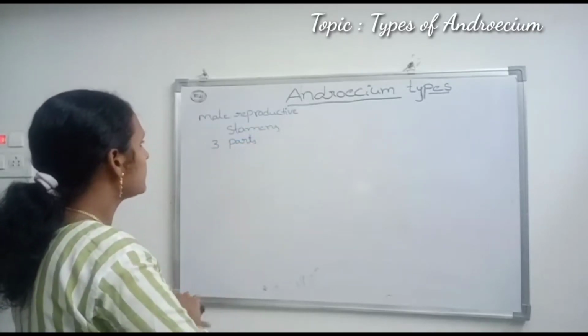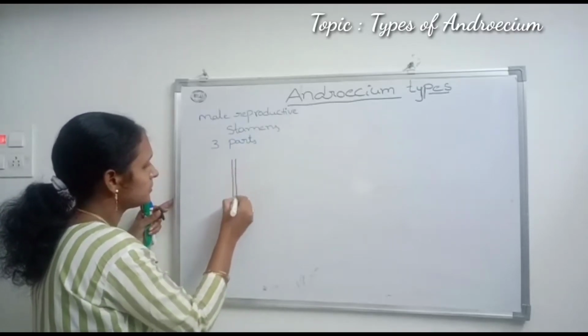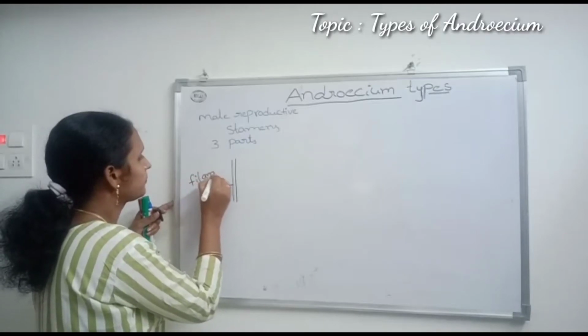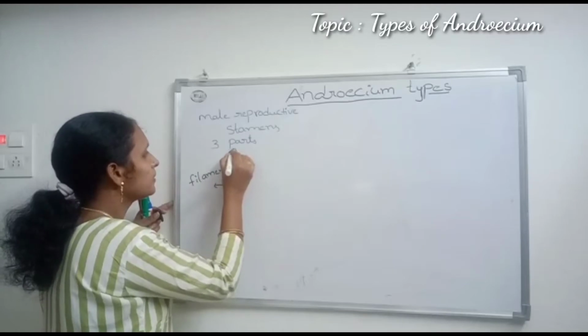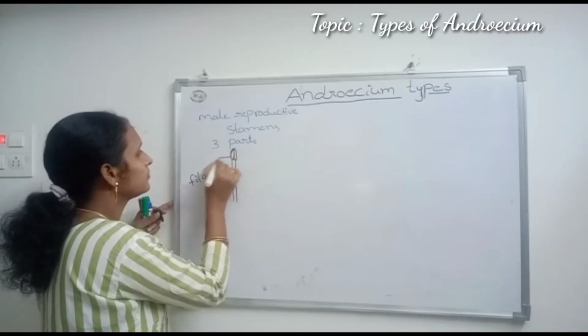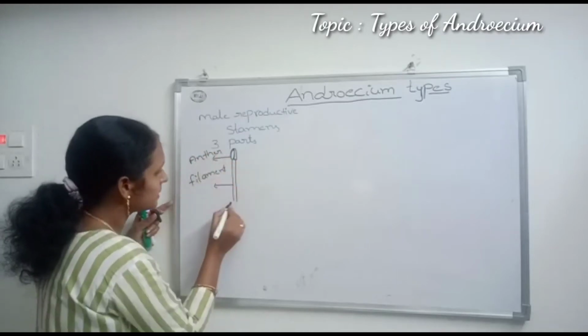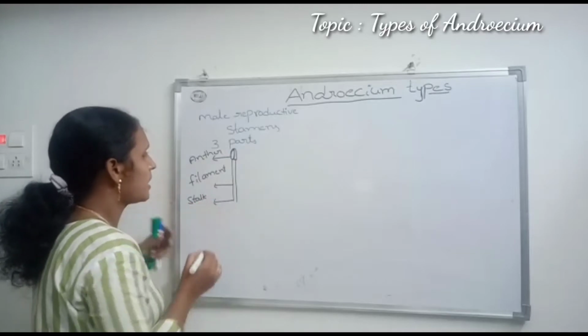The long slender-like part is the filament. The terminal part is the anther. The base part is the stalk. These are the parts of the stamens.